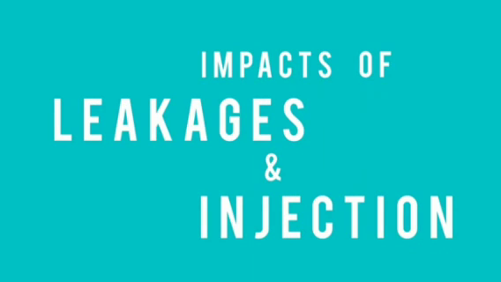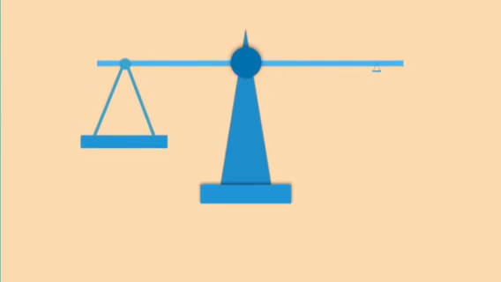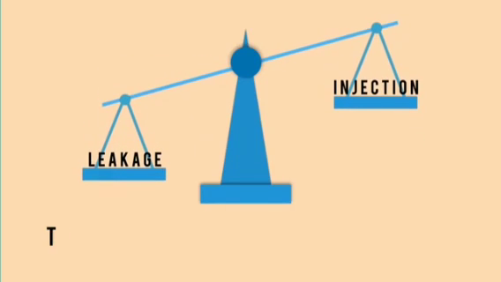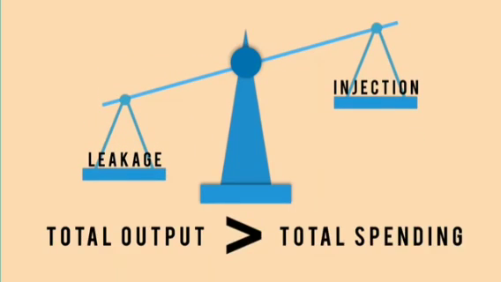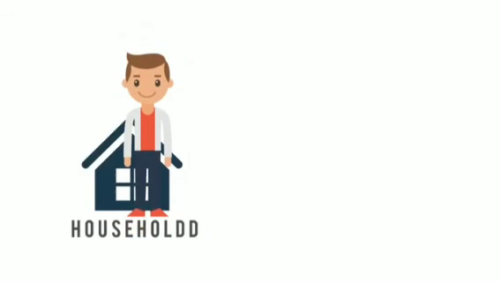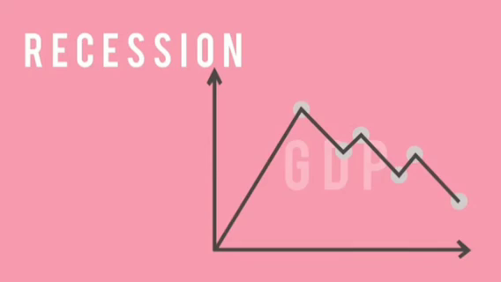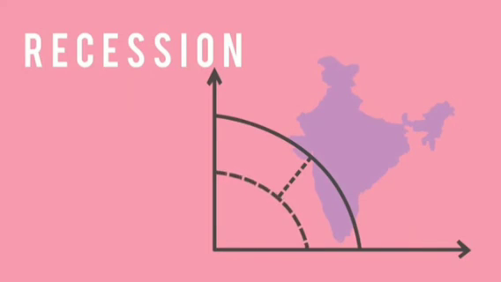The last but not the least, to identify and study the impact of leakages and injections. Continuing from the condition we studied of leakage and injection, while understanding circular flow for equilibrium position of economy. When leakage exceeds injections, then total output exceeds total spending. This happens when households are saving more, or due to heavy taxation, or when imports are greater than exports. This leads to recession or fall in GDP, and ultimately for the economy to contract.